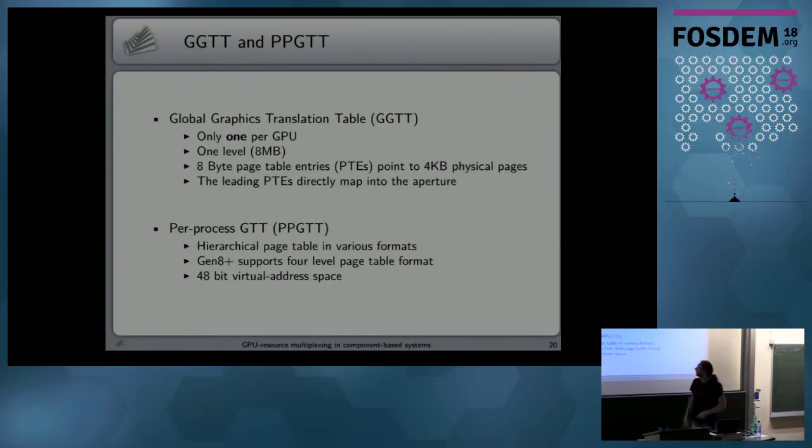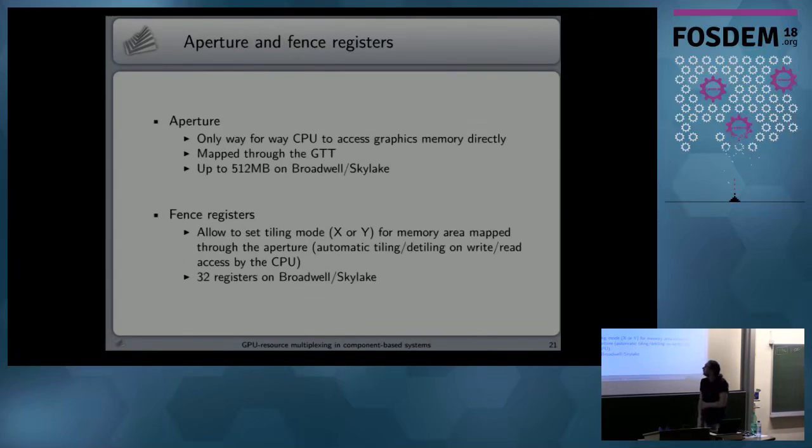That's the important thing. So the format of whatever doesn't really matter for us now. What you actually have to share is the aperture, because it's limited. If you want to map your image through the aperture, you have to make sure each client only sees its own things in the page table.